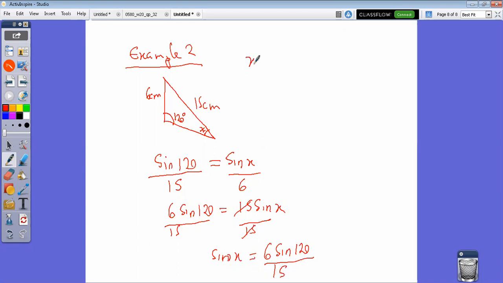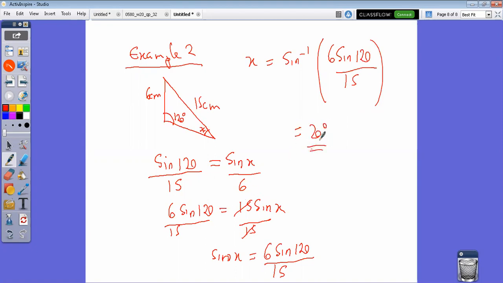So to find the angle, remember this: if you use your calculator, you get a fraction, not an angle. To find the angle now, you say X is equal to arc sine, what you have been doing, arc sine brackets 6 sine 120 divided by 15, like that. Use your calculator. 20.3.